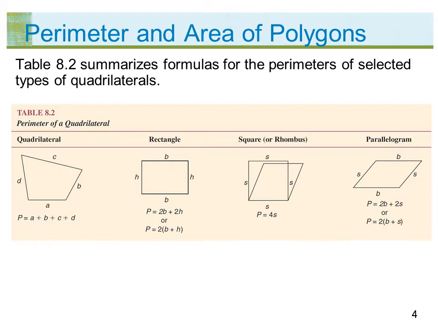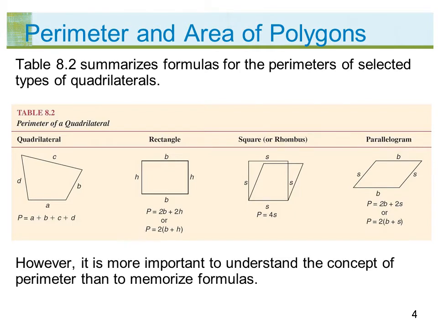Square or rhombus: perimeter equals 4S. Parallelogram: perimeter equals 2B plus 2S, or perimeter equals 2 times the quantity B plus S. However, it is more important to understand the concept of perimeter than to memorize formulas.